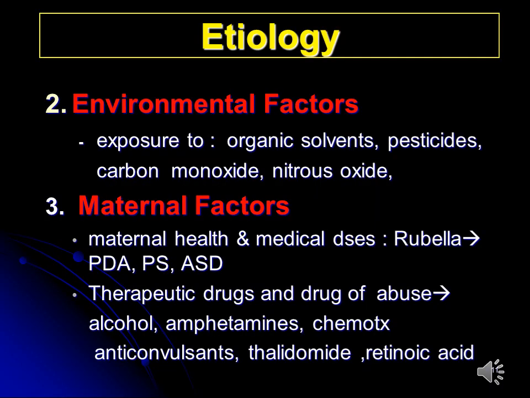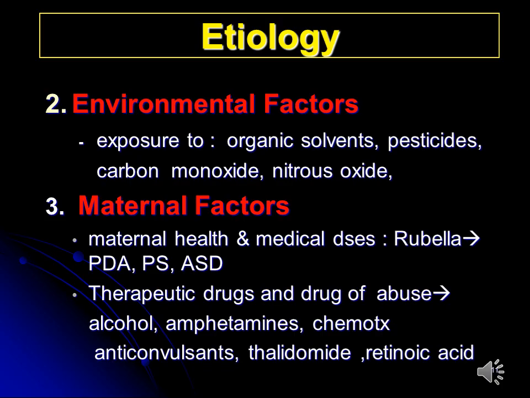There are other important etiologic factors associated with congenital heart disease. Some of these are classified broadly as environmental factors, and others are maternal factors where the child is exposed in utero. Exposure to organic solvents during pregnancy causes transposition of great vessels, tetralogy of Fallot, and pulmonary stenosis. Carbon monoxide exposure causes ventricular septal defect and tetralogy of Fallot.